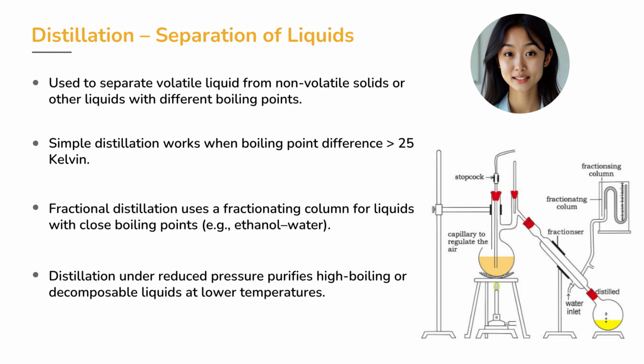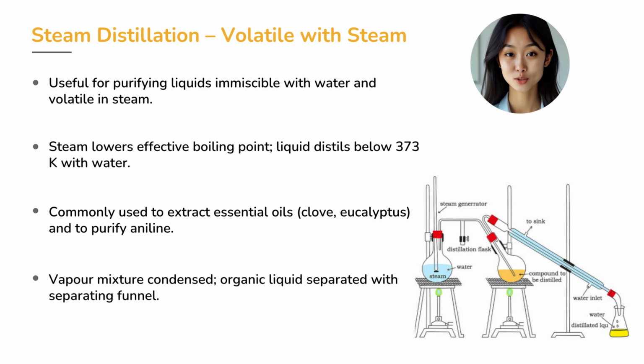For compounds that decompose at their boiling point, we use distillation under reduced pressure, where lowering the pressure lowers the boiling temperature. It's like cooking rice faster in a pressure cooker by adjusting the pressure. Each form of distillation is chosen carefully depending on the liquid's properties. Now here's a clever twist: steam distillation.